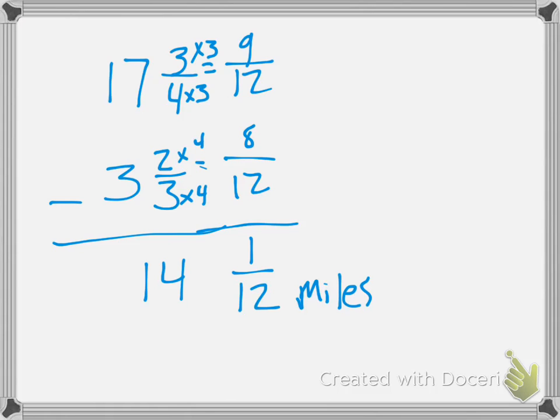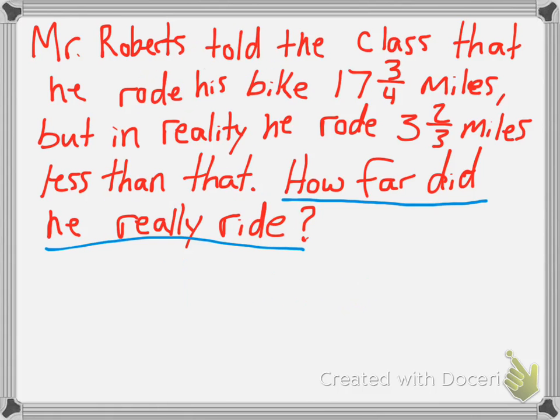That is how far Mr. Roberts rode in reality. All right? So again, we go back. You look at the problem, you pull out the important information, you underline the actual question being asked, and you figure out what type of problem it is: addition, subtraction, multiplication, or division. All right, hopefully this helped, and hopefully you will do great on the quiz.